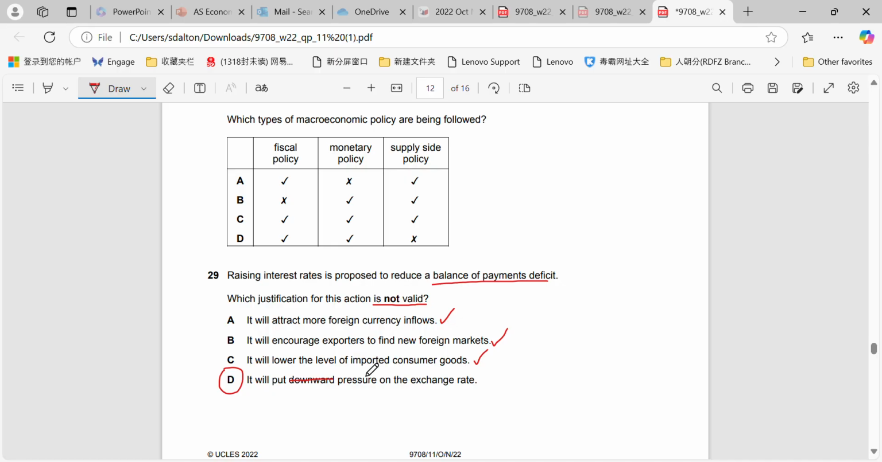We cover this in the current account balance of payments chapter. Raising the interest rates can result in an appreciation of the currency, which is upward pressure. Downward pressure is a depreciation of the currency. Remember that if you raise interest rates, follow the chain of analysis through. Raising the interest rates results in an increased demand for the currency from foreign markets. Just like we said above, it will attract more foreign currency inflows. Demand on the foreign exchange market will shift to the right for our currency and will have an appreciation against other currencies.